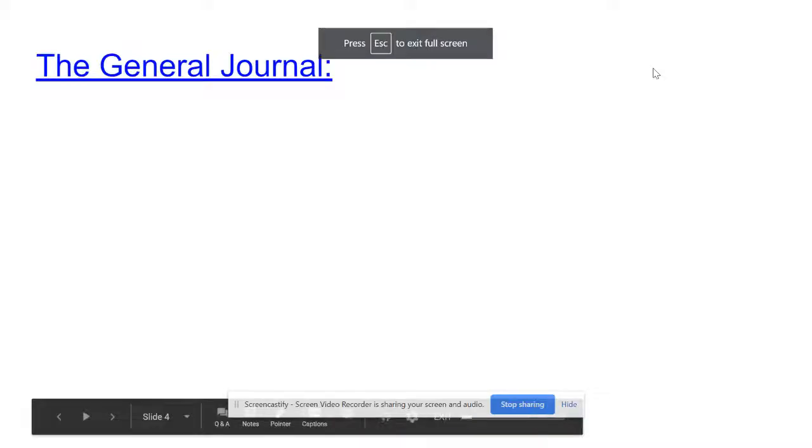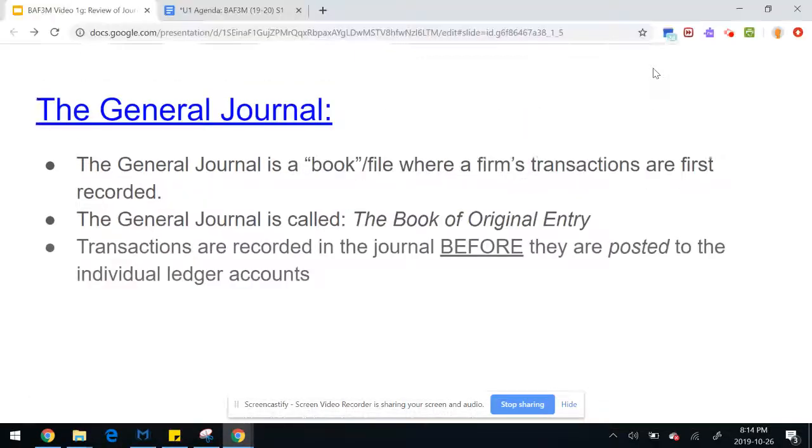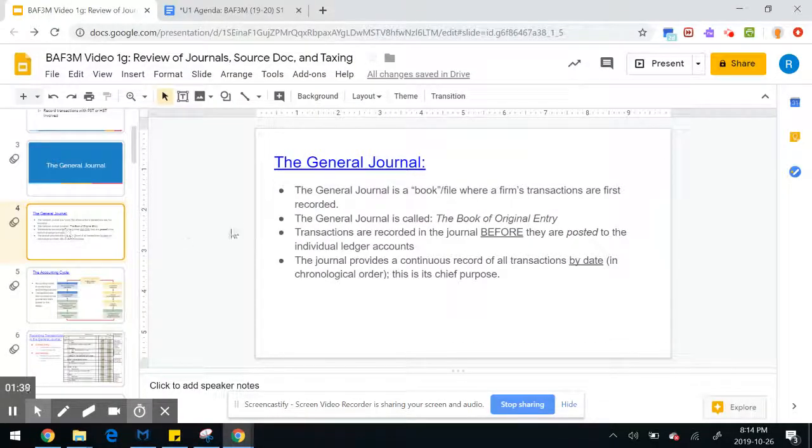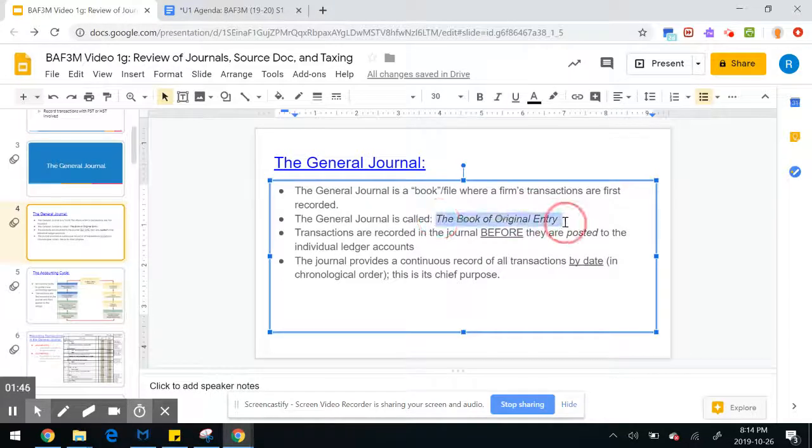So section 1, the general journal. Whoops, I went full screen. I forgot I can't do that here. The general journal is a book or file where a firm's transactions are first recorded. The AFL quiz you wrote had a question where it's called the Book of Original Entry. The reason is because this is where transactions are first recorded, before they're posted to the individual ledger accounts. Even though we did that first in the course, the book of original entry is called such because this is the first place. A journal also has a nice effect of listing transactions by date, so it's chronological.